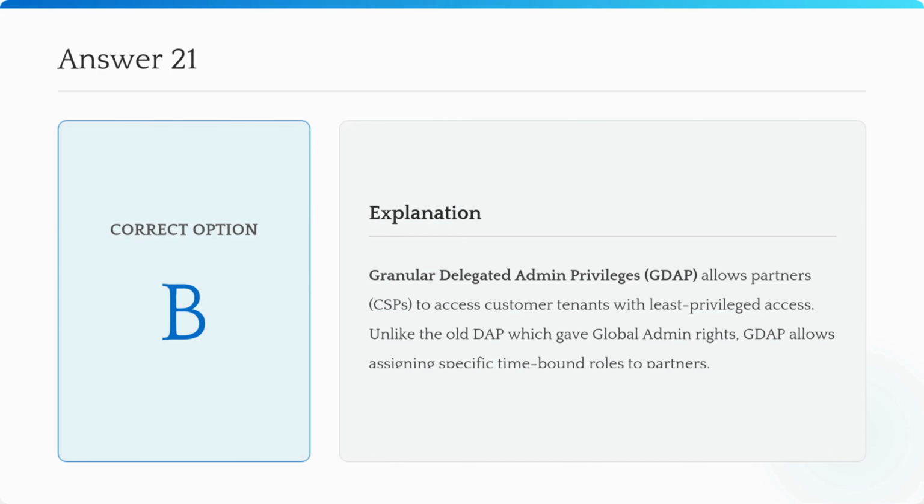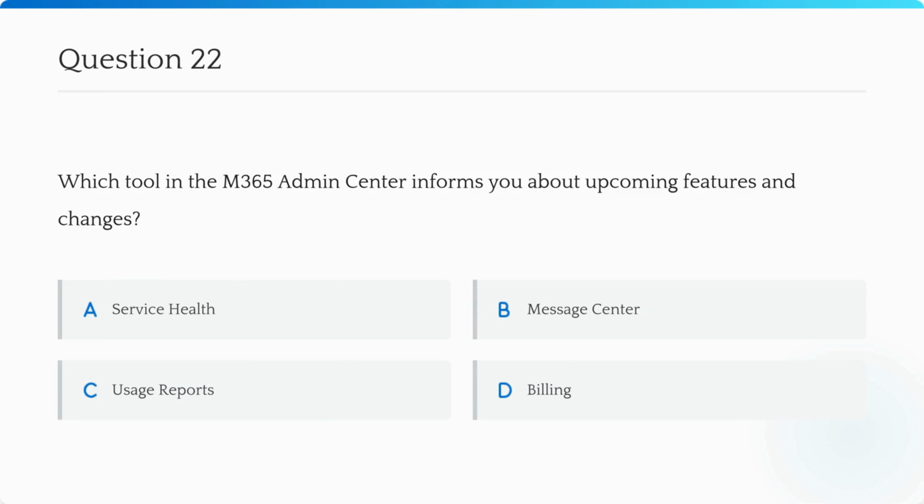The answer is B. Granular Delegated Admin Privileges. This is the modern security standard for partners, allowing them time-bound and role-limited access to your tenant, rather than permanent global admin rights. Question 22.